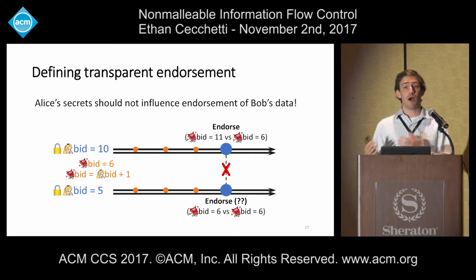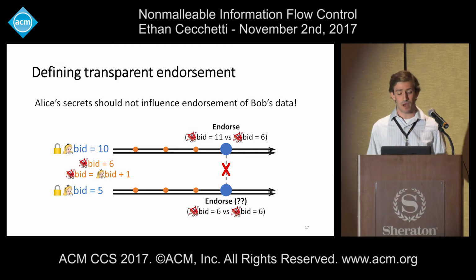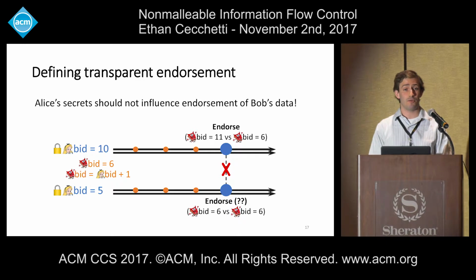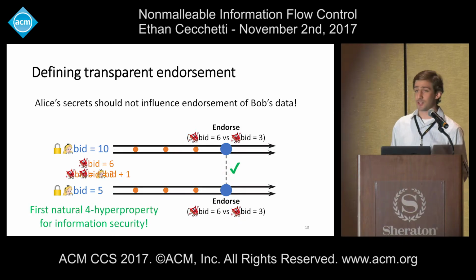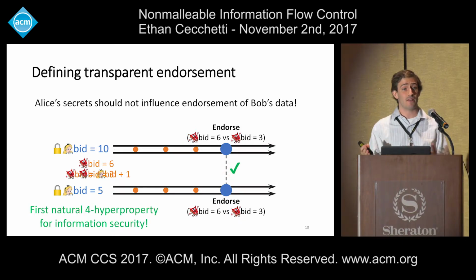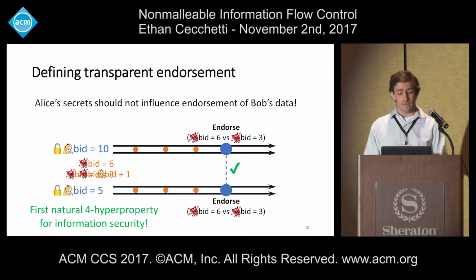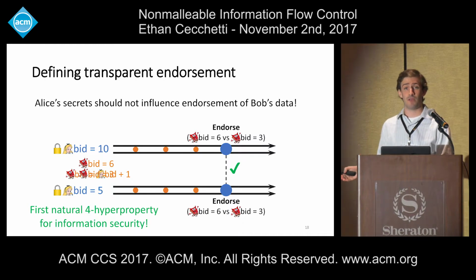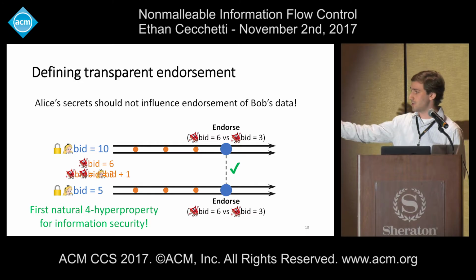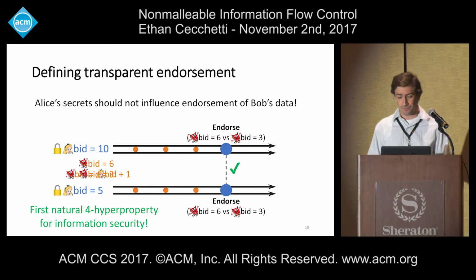However, if we modify the auction and use the secure version of the auction, Bob can no longer cheat, and so the best Bob can possibly do is pick a different value, say $3 for his bid. And in this case, when Alice bids $10, Bob either bids 6 or 3, and when Alice bids $5, Bob also either bids 6 or 3. And in fact, these two would match regardless of what values I picked for Alice's secret and Bob's bid. And so this endorsement is transparent. The transparent endorsement condition considers this secure.